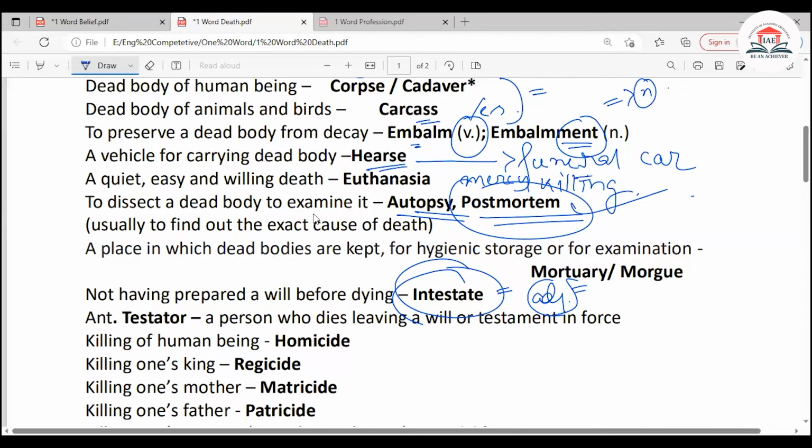It has an opposite meaning. So we have an antonymous word that is called testator. This is the antonym of the word intestate. Testator: one who has prepared the will before death. So the person is called a testator. Right? See, everything is clear.